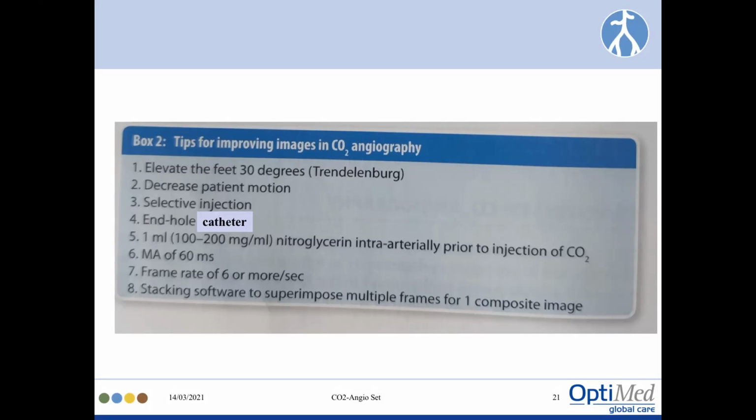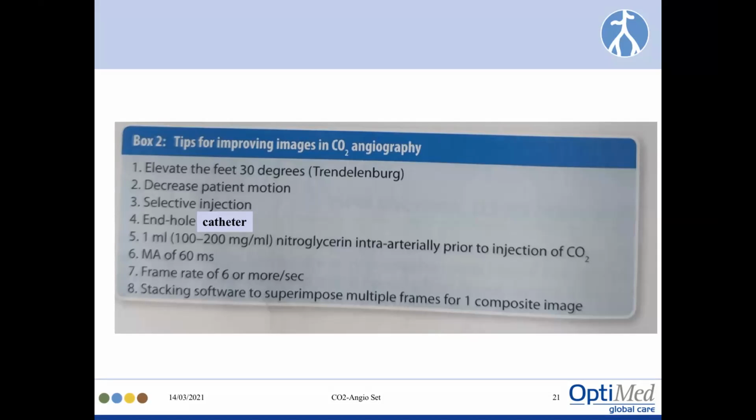Normally when we do our DSAs, we do 3 frames or 4 frames per second. For CO2 angiography, you need to up it to 6 frames a second. And then your technician should be comfortable with how to reform the images. The software in your machine sometimes can help you to realign and superimpose multiple frames to give you one composite image. So a little bit of technical knowledge of the machine is something which you need to learn.